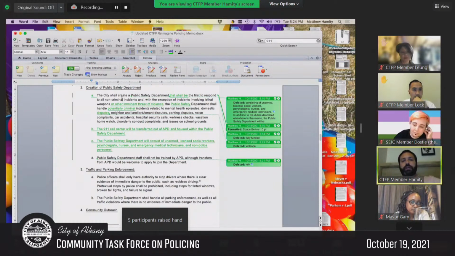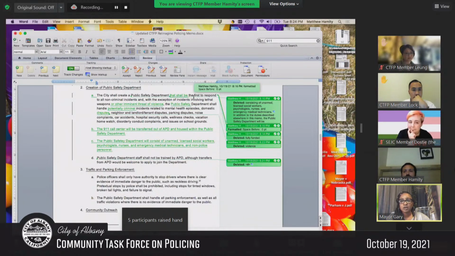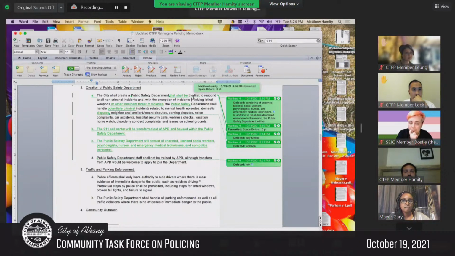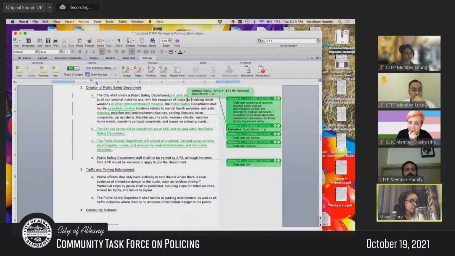Well, others have their hands up. I just want to say to Member Downs, at least as a matter of language, it doesn't make sense, so I changed it to domestic disputes. But I understand there's also a bigger issue you're mentioning. Member Downs, is your hand still up? Sorry, I'll lower it. Member Long, or Member Law?